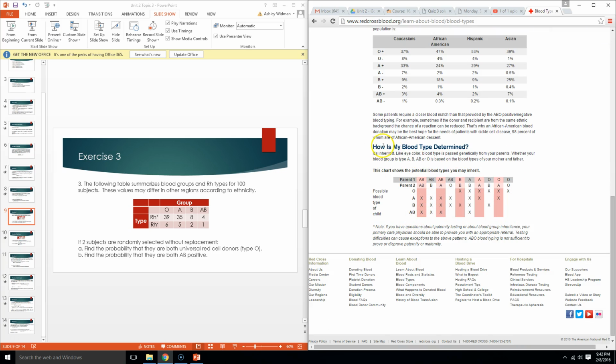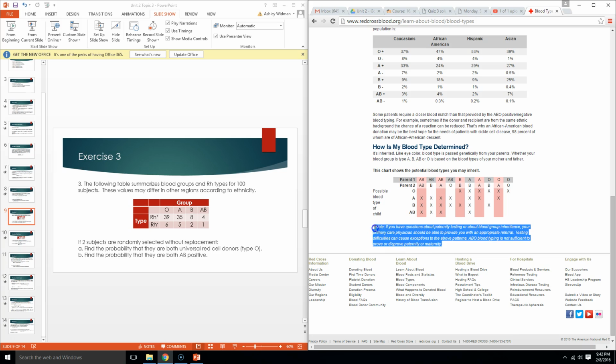It says, how is my blood type determined? So depending on the blood type of your parents, you will have the possibility of certain blood types. So if you watch Law & Order or something, they'll get a sample of the child and they'll say, well, the father is type B. He can't be the father. So that's basically how they do this based on this chart.